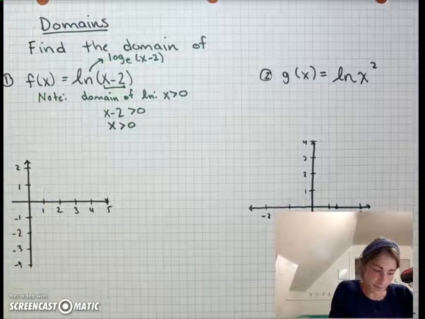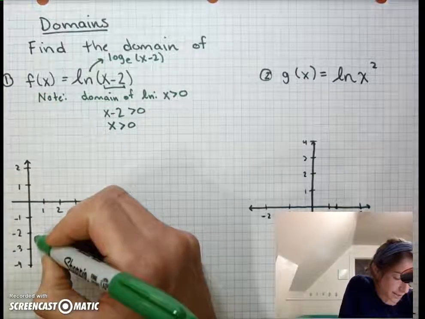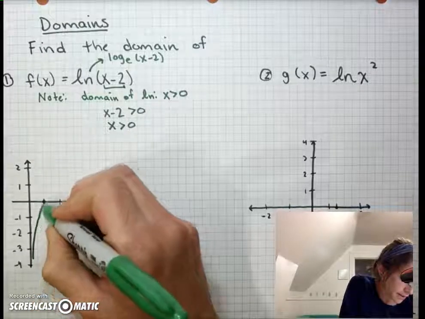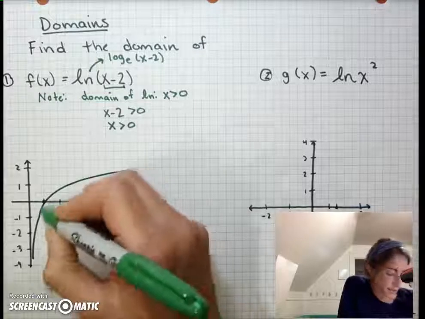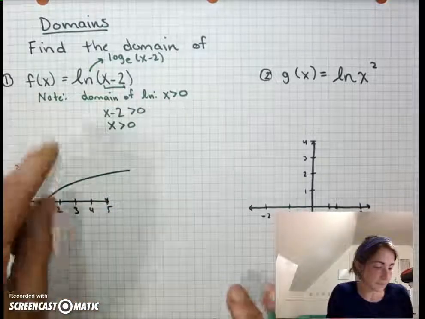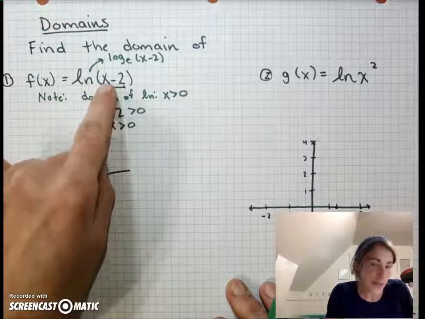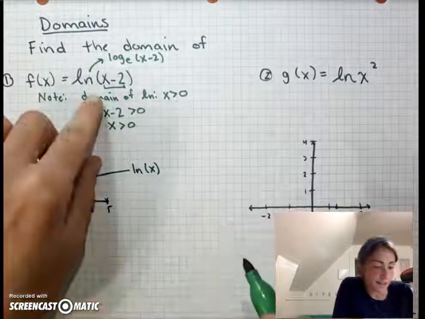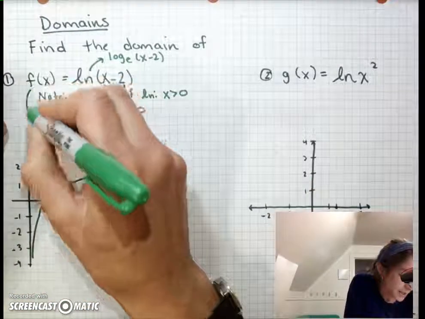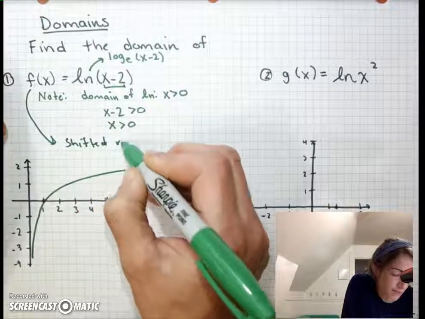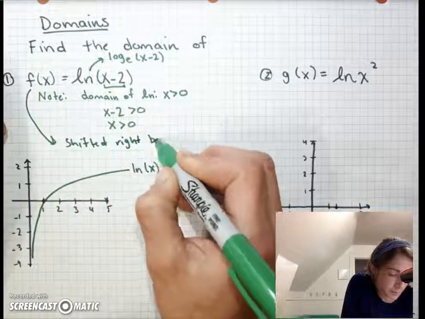Another way that we could see this is if I graph just the ln function, it's going to look something like this, where I have my vertical asymptote at 0 and my x-intercept at (1, 0). By switching x to x minus 2, so this one was ln of x minus 2, it is going to be shifted right by 2.